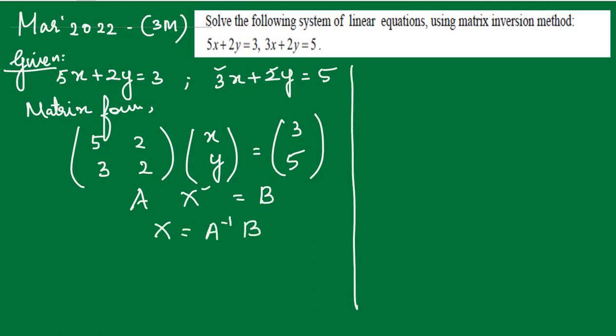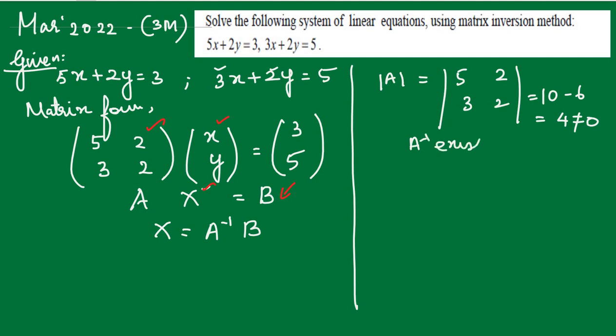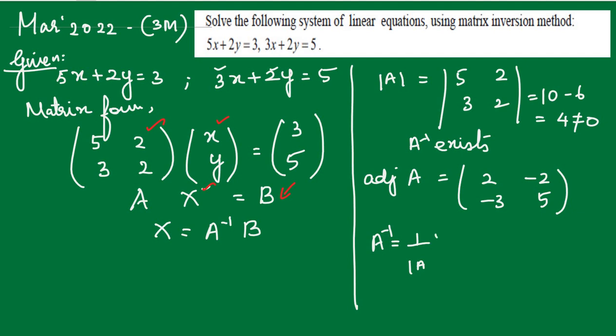To find A inverse, we first find the determinant of A. So this is the A matrix here. Therefore the determinant of A is the determinant of 5 2 3 2, which is 10 minus 6, which is equal to 4, not equal to 0. We say A inverse exists. Next we find the adjoint of A, where adjoint of A is 2 minus 2 minus 3 and 5. Now A inverse is 1 by determinant of A into adjoint 2 minus 2 minus 3 and 5. The determinant of A we know is equal to 4.